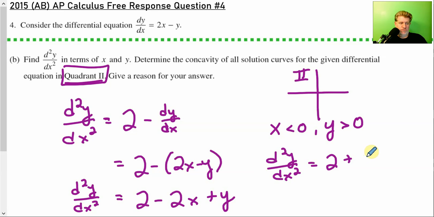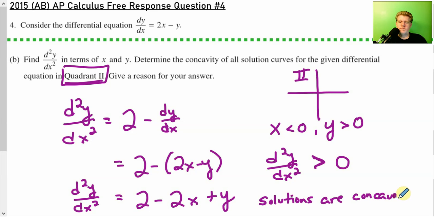So again, I don't know what those exact numbers are, but what I know is that the second derivative will always be greater than 0. It would have to be. You have a positive number and a positive number. So because the second derivative is always positive, all of the concavity is concave up. So the solutions are concave up. And the reason for your answer is that right there.